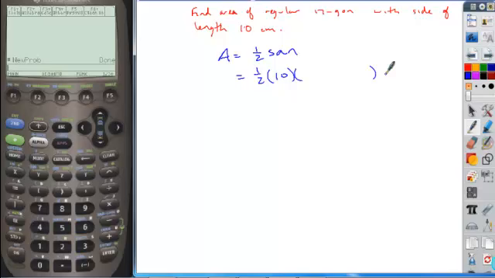Your A value is unknown. We're going to fill that in. And then your N value is the number of sides, which is 17. So all you need to do is find the apothem value.